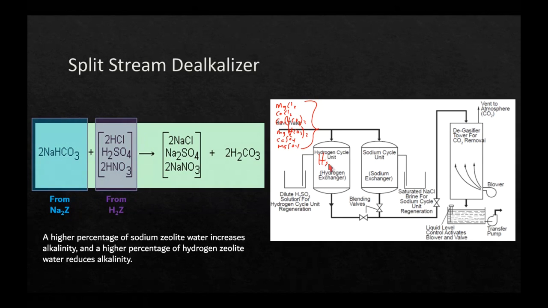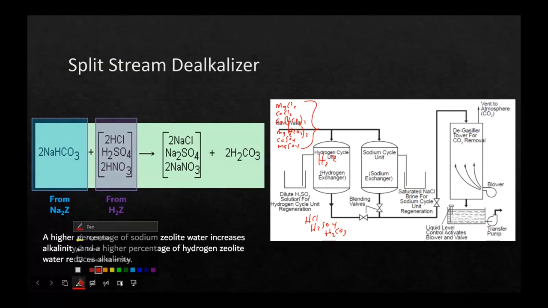In the H2Z unit, what comes out of the H2Z is, well, we're going to swap the hydrogen for the magnesium and for the calcium and all that kind of stuff. So what we end up with is HCl in an aqueous solution, which we call hydrochloric acid. We end up with H2SO4, and we end up with carbonic acid, H2CO3. And then you go, crap, that acid is going in the boiler, that sucks.